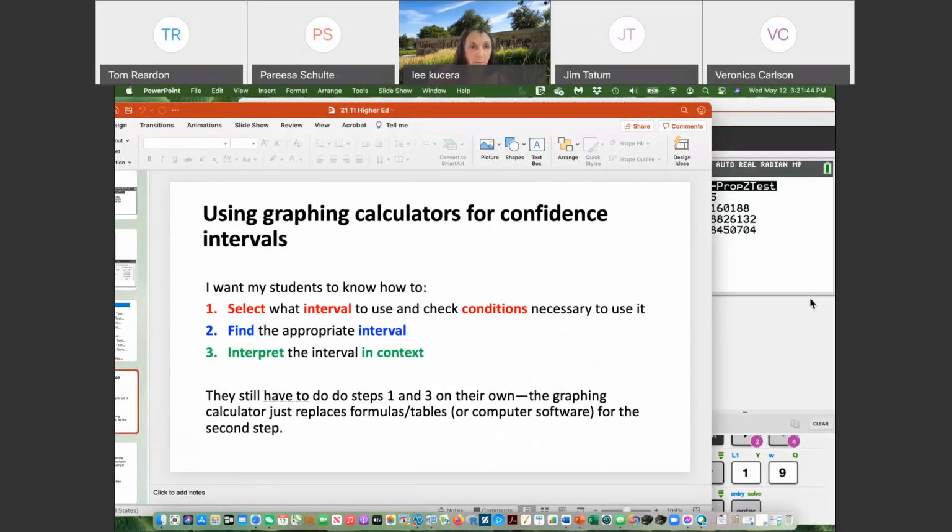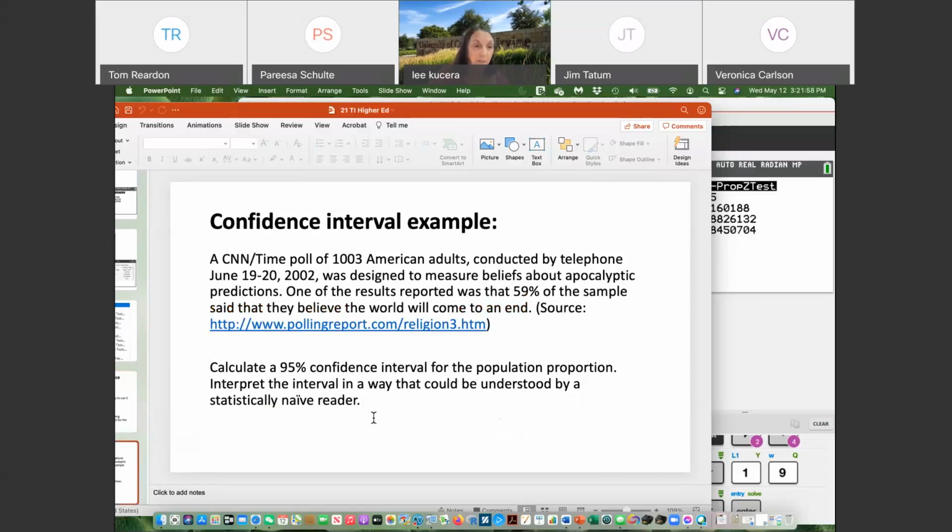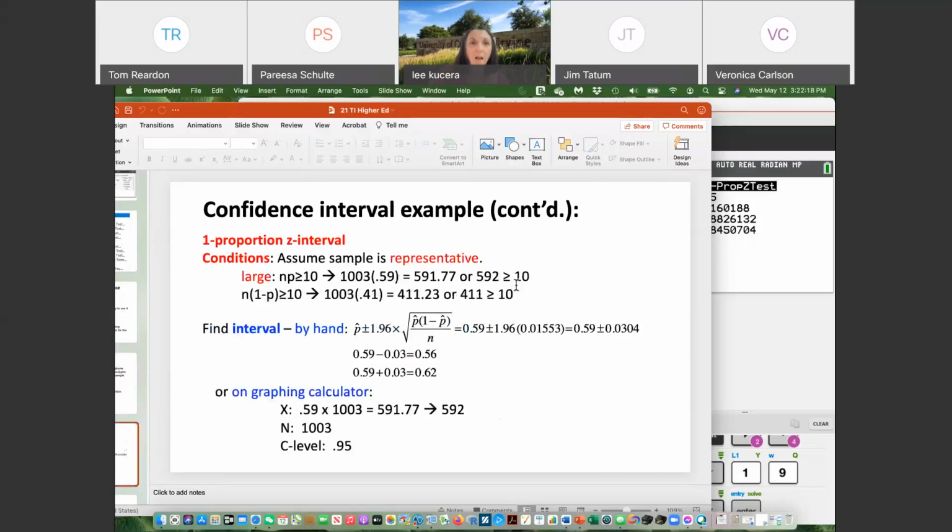With confidence intervals, the same kind of thing. I want them to know how to select which interval to use, check the conditions, find the interval, and interpret it in context. They're still going to do steps 1 and 3 totally on their own. The only thing that's different is here's my new problem. This time we're told that 59% of a sample in a poll believe that the world is going to end. I love the things we get to talk about in statistics as far as our examples. This time I'm going to do a confidence interval for it and interpret it. It's going to be a 1 proportion Z interval. My conditions, again, my sample has to be representative and large enough.